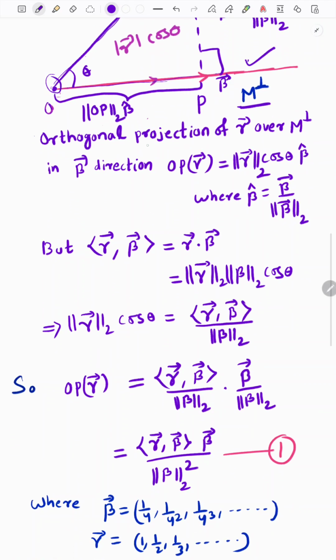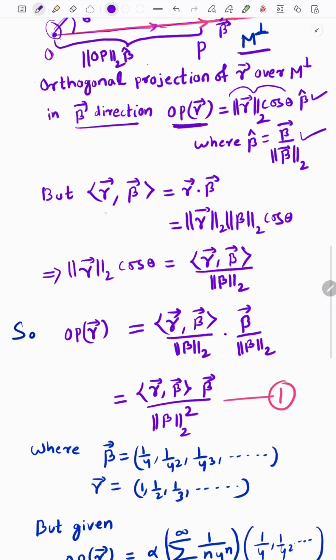Then we will calculate the projection of gamma over M2. We denote it OP gamma vector. This is nothing but this length, this is OP length, multiplied with the unit vector, because we are taking this projection in the direction of beta. It is asked in the question. And the beta cap vector is defined in this way, beta vector divided by its magnitude.